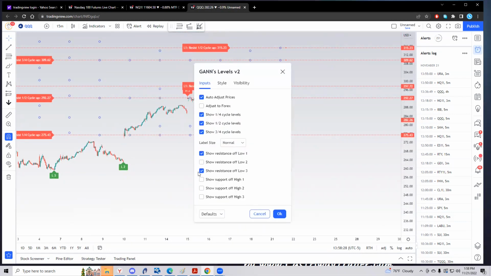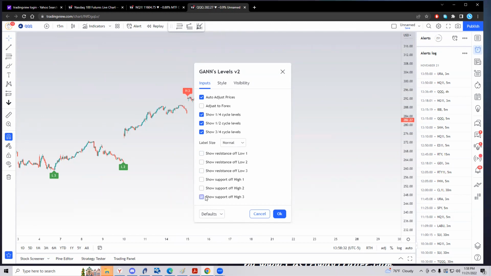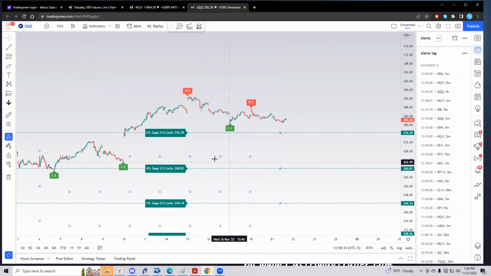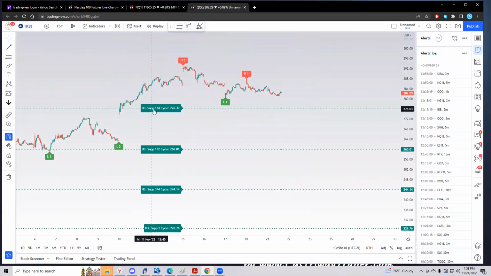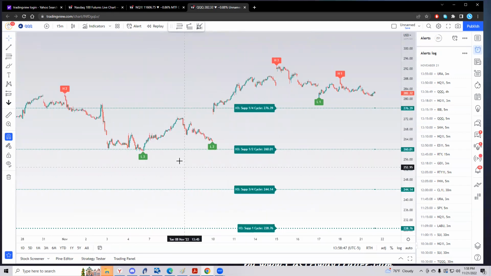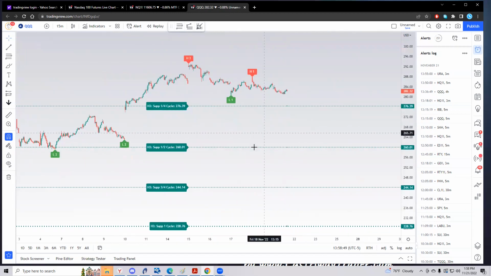So now you want to see potential support of point H3. You go show support of H3. And look what you have. You can see that the very first micro support of 1/4 of a cycle would be located at 276.39. And basically, the second support would be 260.